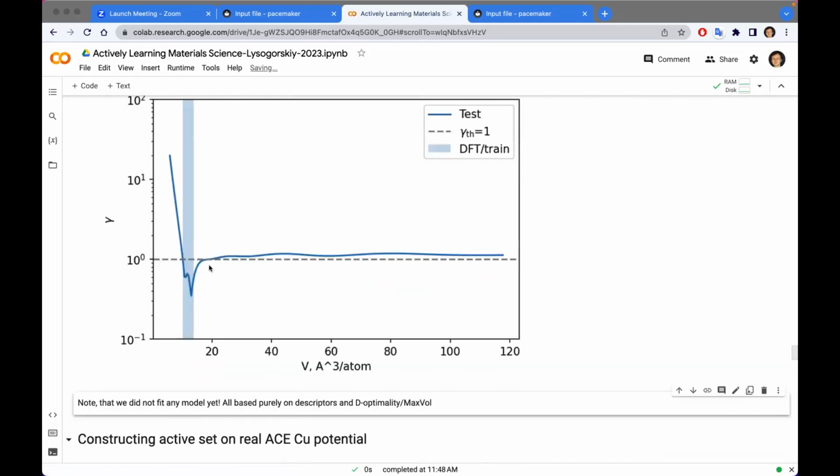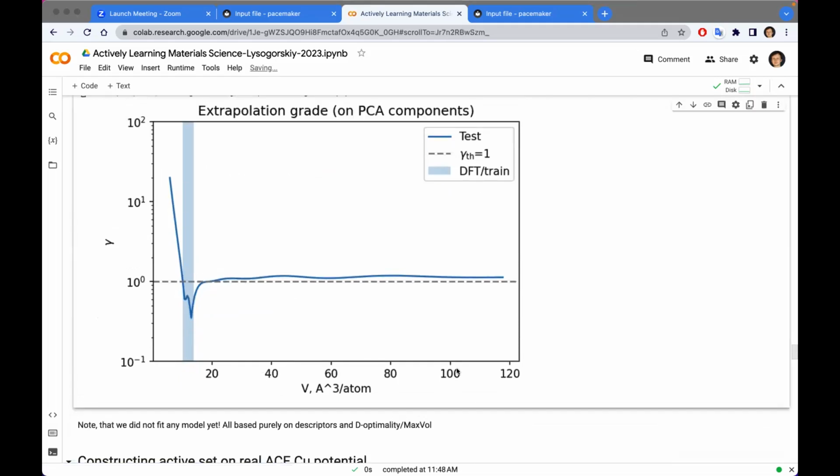And so this is gamma depending on the volume of the test structures. Okay, this works. You can see that this is the gamma equal 1 threshold. In this region of volumes, where we have training data, gamma is less than 1 by construction, and that's the reliable prediction region. Outside of that, in the long volume distance region or short volume region, gamma increases, and we have more or less reliable prediction. So it works.